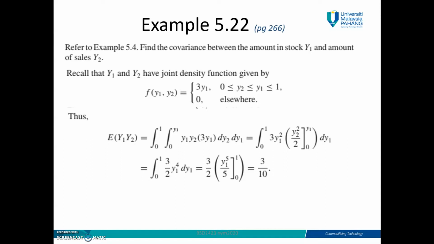So in order to find the covariance for Y1 and Y2, you will have this one. And again, here is the formula. You have Y1 Y2, which comes from here, and then this is your f(Y1, Y2), the joint density function. And then you integrate as usual. In this case, we integrate with respect to Y2 first, then Y1. And then you substitute the values. Then you get 3 over 10.